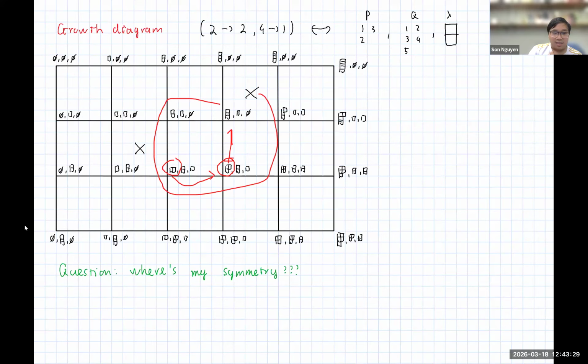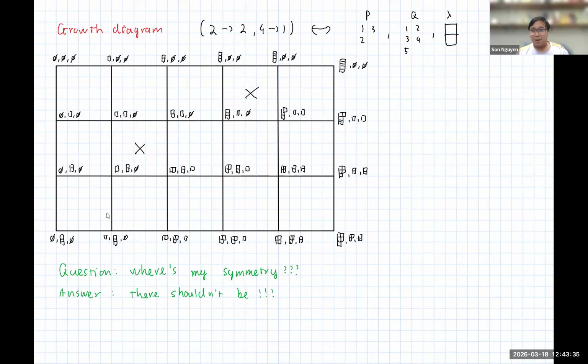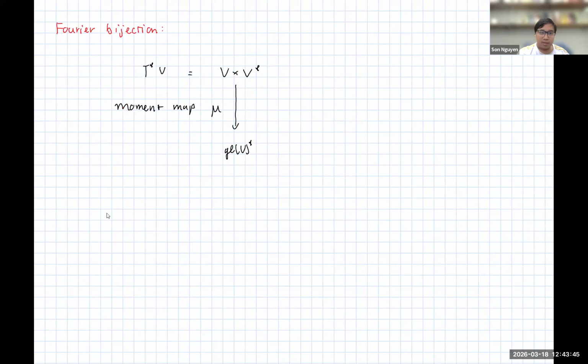And the answer is my chicken is not supposed to be symmetric, essentially. Why did we expect that to be symmetric? Because we want some involution from W to W inverse. And in representation theory, that is not the bijection that people care about. The bijection people care about is called the Fourier bijection or the conormal bijection.